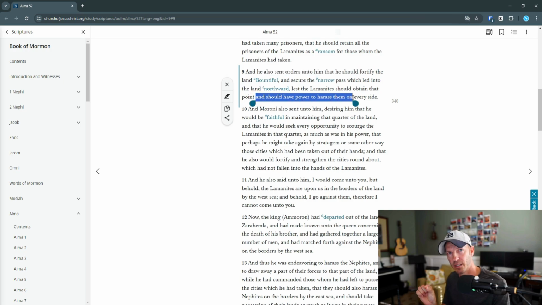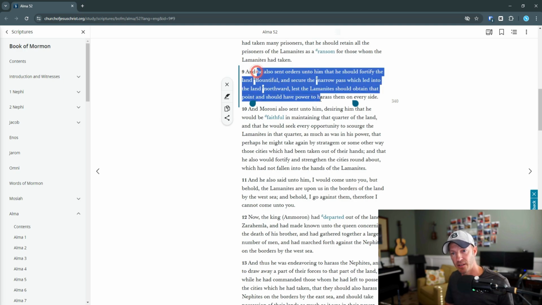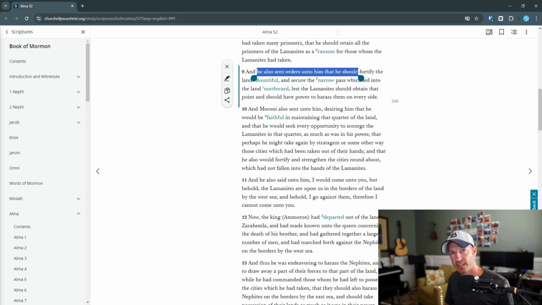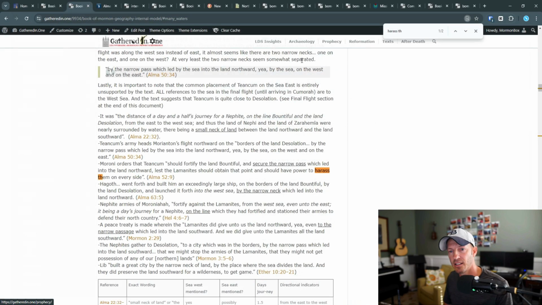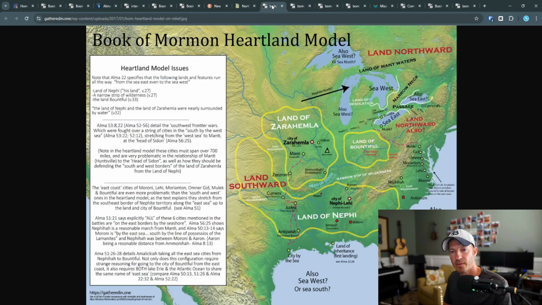Okay, that's super important. So as long as he can fortify Bountiful and the narrow, it talks about a narrow pass. If he can fortify this narrow pass at the land of Bountiful, he can keep them out of the land of Bountiful, because if they take the land of Bountiful, they will have power to harass them on every side. Okay? We all clear on that? That is what this said. I'm not stretching the words of the truth or anything. That's what it's saying. So let's look really quick at these other models.